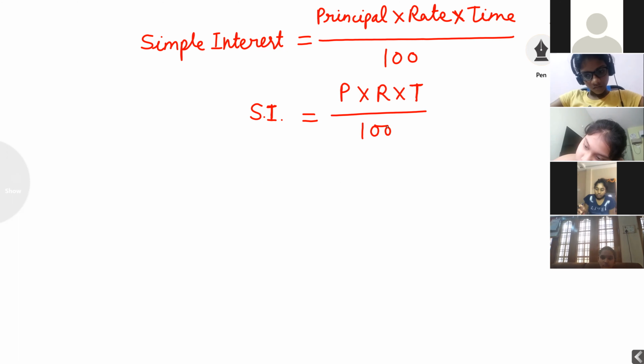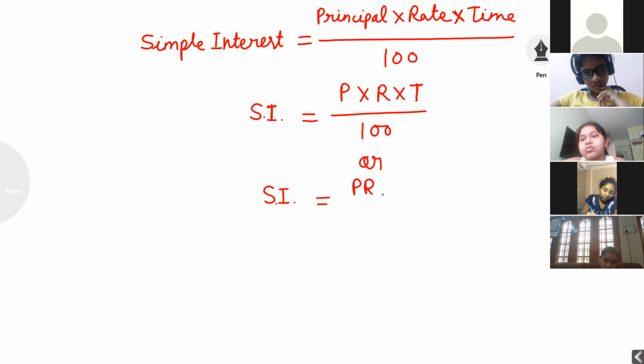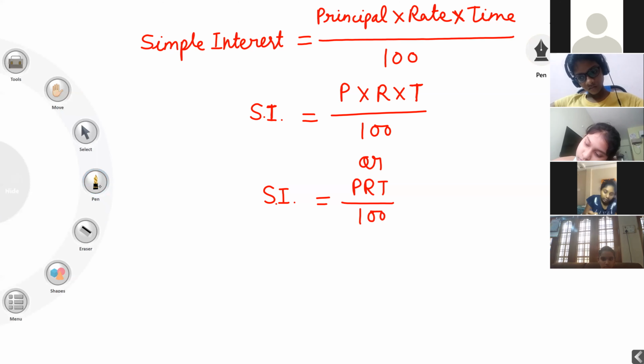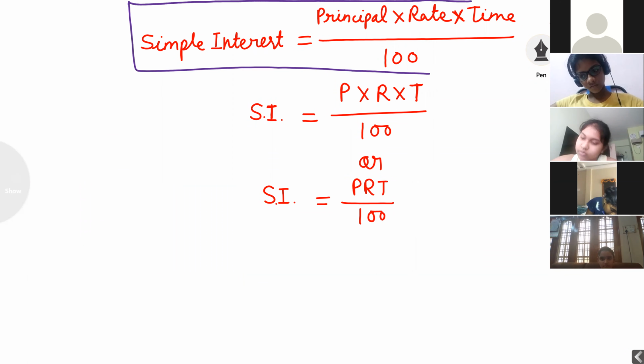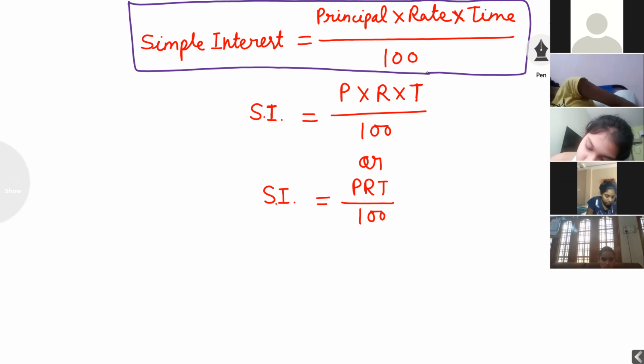Some others simply say SI is equal to PRT by 100. PRT means P into R into T. But which one is the main formula? This is the main formula: simple interest is equal to principal into rate into time divided by 100.